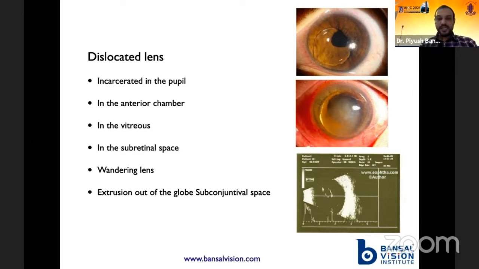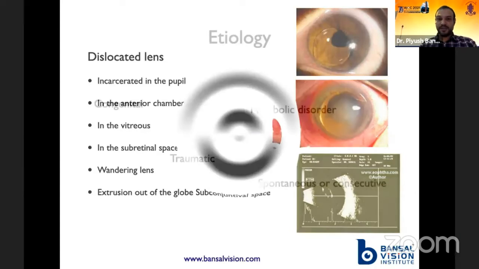It can be incarcerated in the pupil. It can be seen in the anterior chamber or in the vitreous cavity. In the subretinal space, in rare situations, it might be wandering around, or it might also extrude out through the globe into the subconjunctival space.